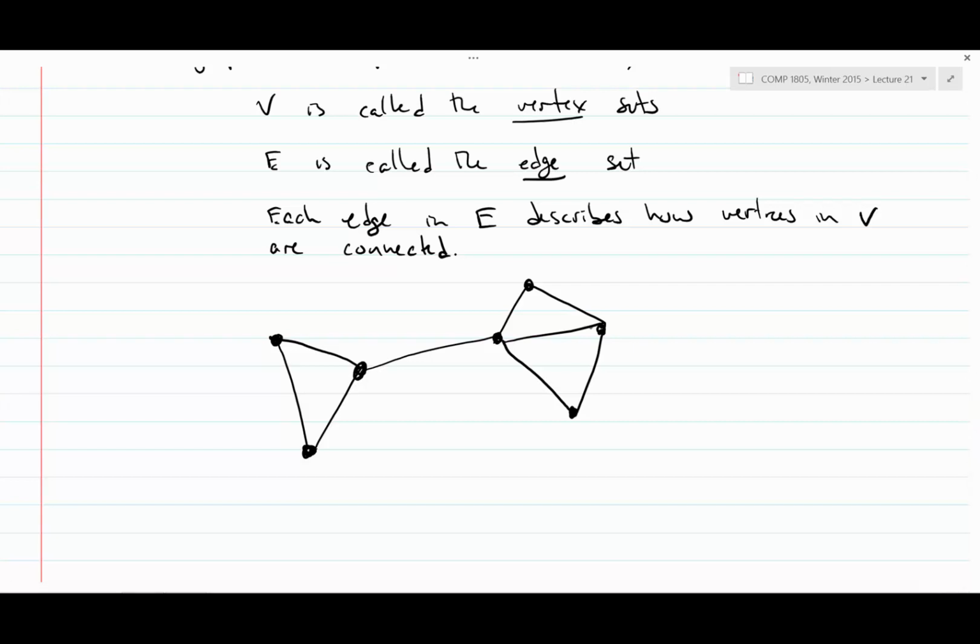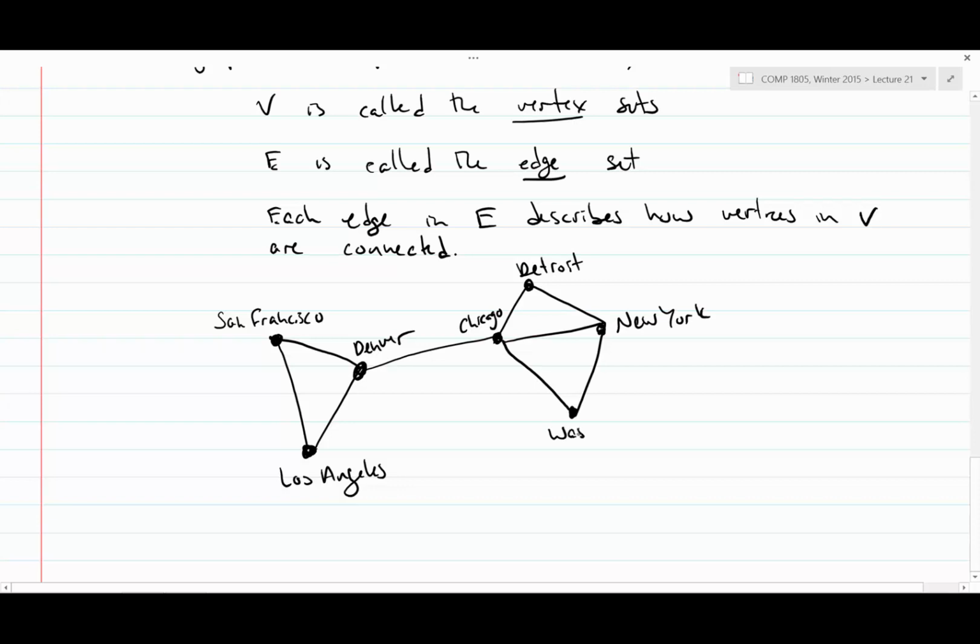Oftentimes, we give names or labels to the vertices. So maybe this vertex here is San Francisco. This vertex down here is Los Angeles. This vertex here might be Denver. This vertex here might be Chicago. And we might have Detroit, New York, and Washington, for example. So this is a graph, and maybe this graph represents direct flights between cities, or something like that.